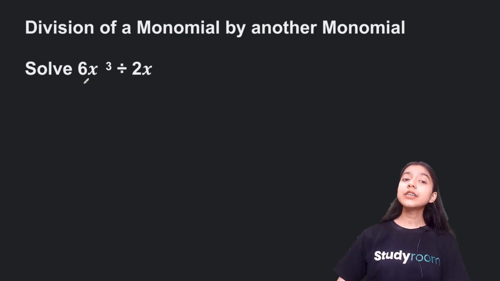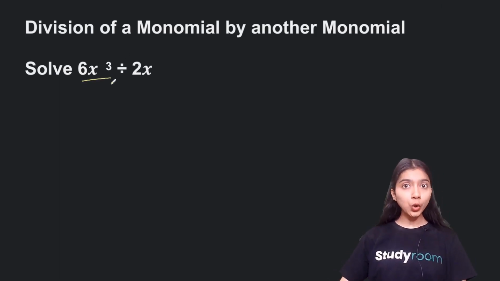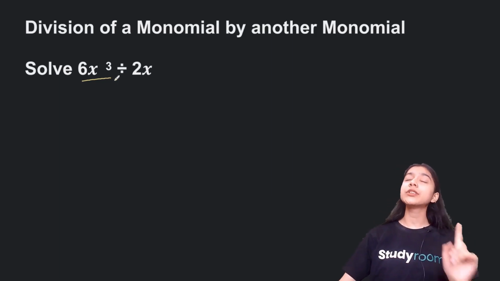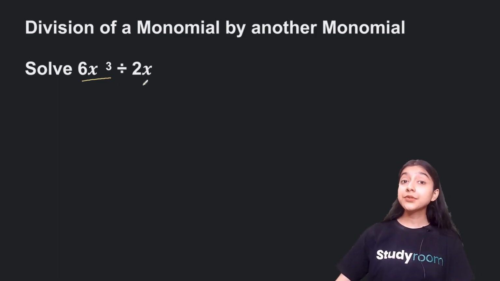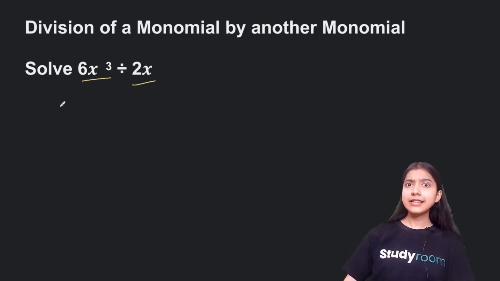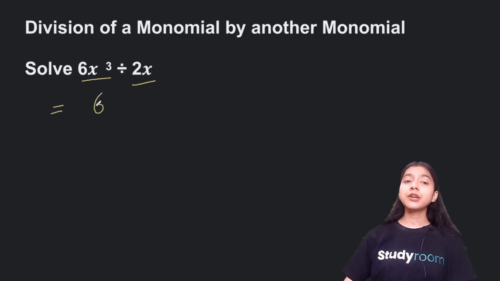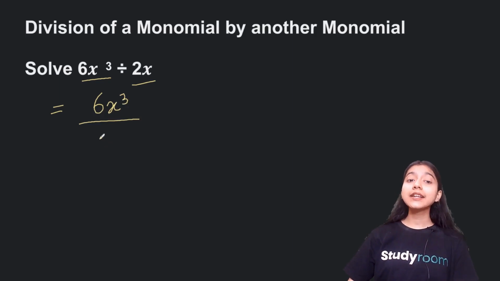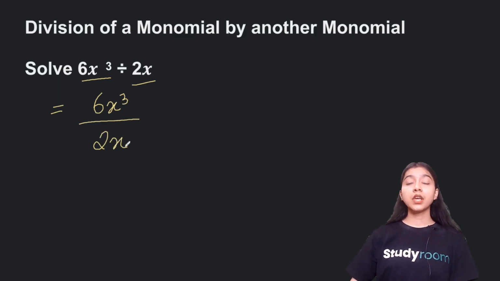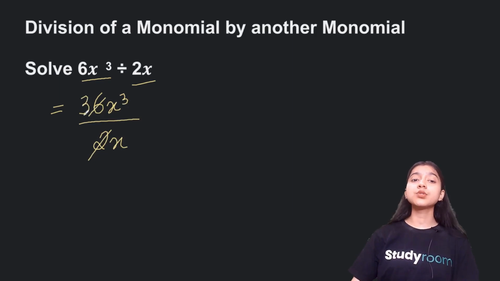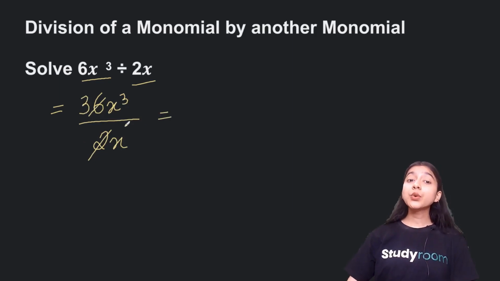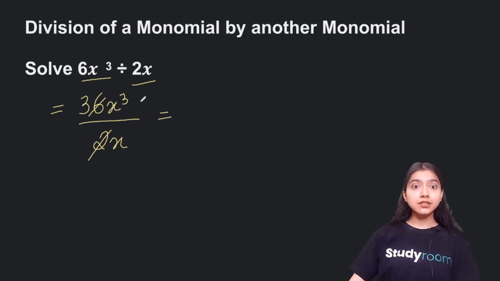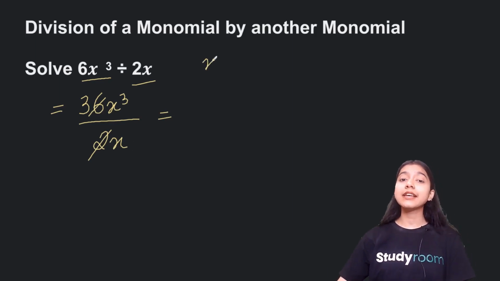For example, over here we have 6x cubed. This is a monomial because it is an expression with just a single term. And we have to divide it by 2x. Let's do it. What we have to do is write 6x cubed, then give a division sign and divide it by 2x. Now, this 2 will get cancelled with 6, leaving behind 3. Now, we have to divide this x cubed by x. That means x cubed needs to be divided by x.